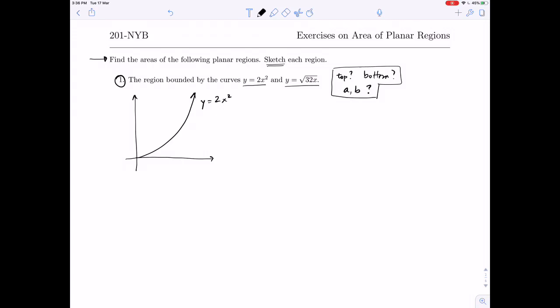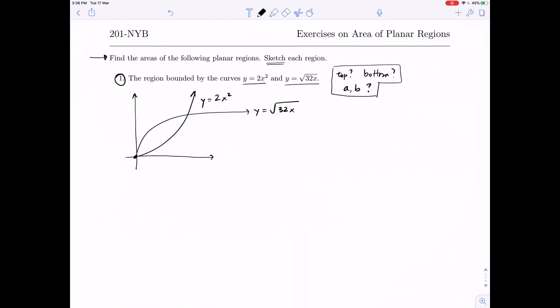y is equal to root 32x, so that is a scaled root function, and so as a general root function we'll draw it like this without worrying too much about the scale. We just want to get a general sense of the region. And so we'll have here 2 points of intersection, and now that we can see clearly the region that we're talking about here, we have an answer to the first of our questions. The top function is the root function, and the bottom function is the square function.